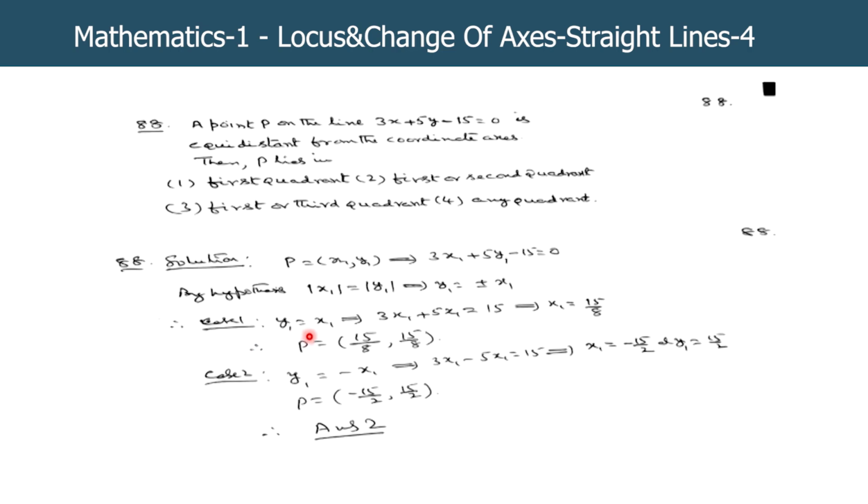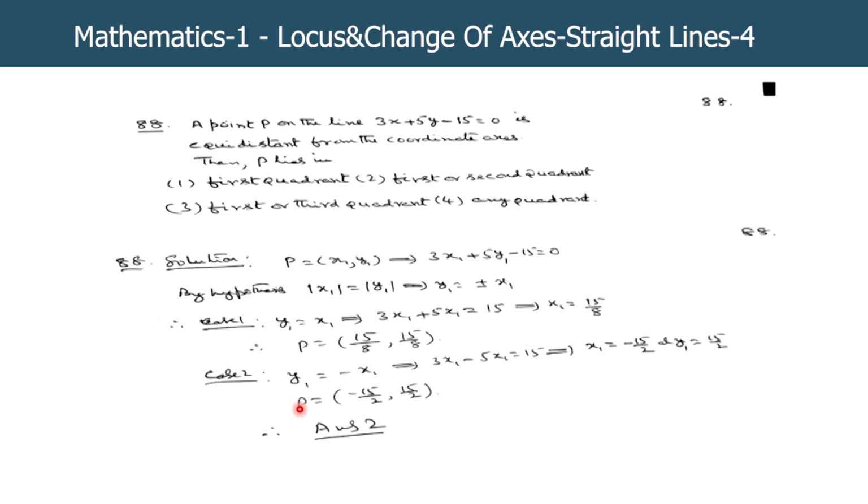Now case 1, y1 = x1 implies x1 = 15/8, because you put y1 = x1 in 3x1 + 5y1 - 15 = 0. So x1 = 15/8 and x1 = y1. So P is (15/8, 15/8). Case 2, y1 = -x1, and 3x1 - 5x1 = 15, or x1 = -15/2 and y1 = 15/2.